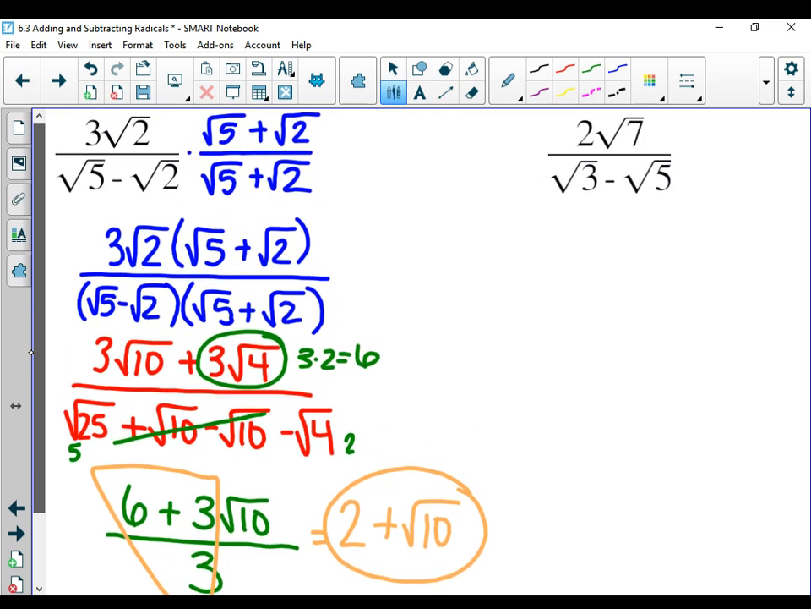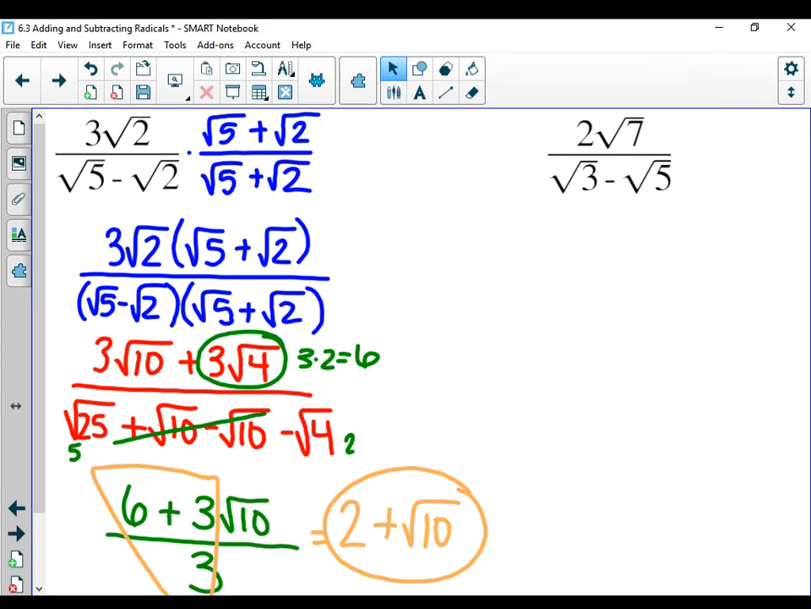Use that and try the next one all the way through. And then we just have one more after this one.